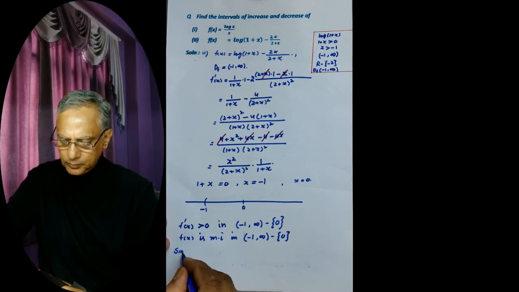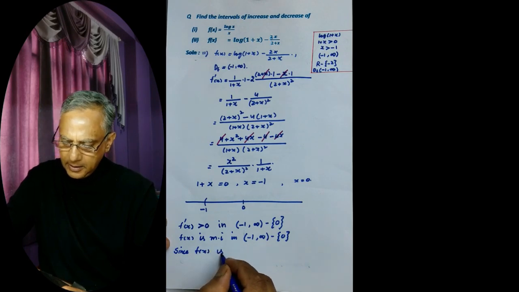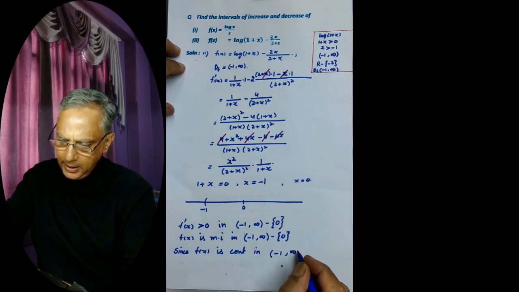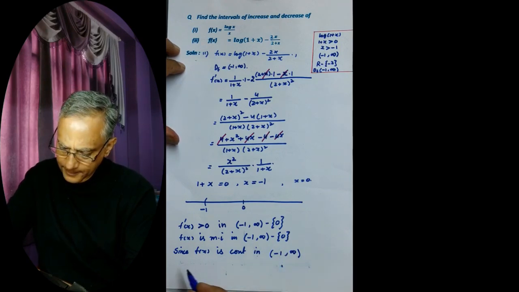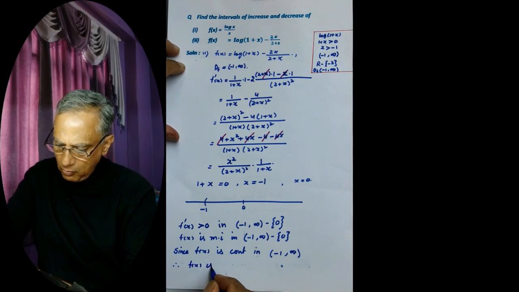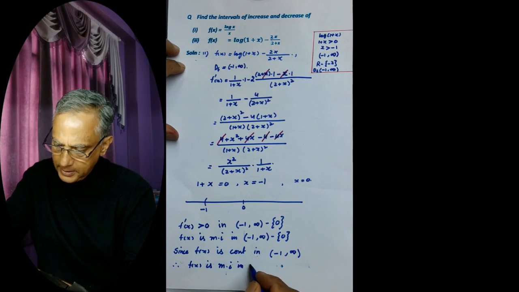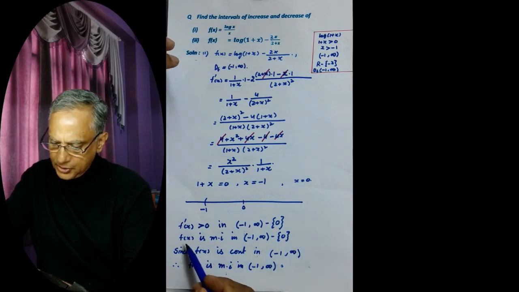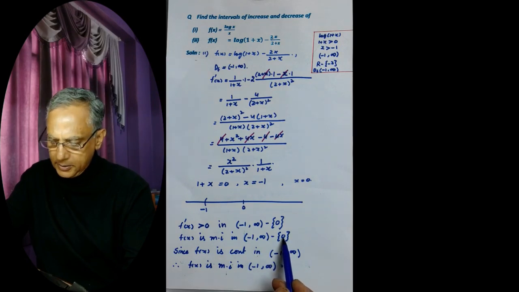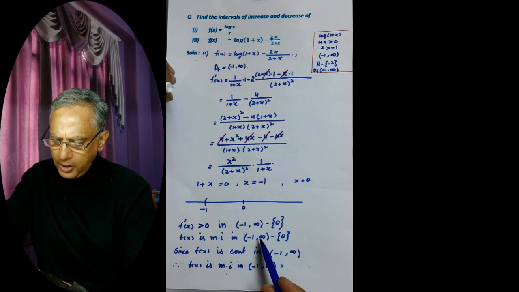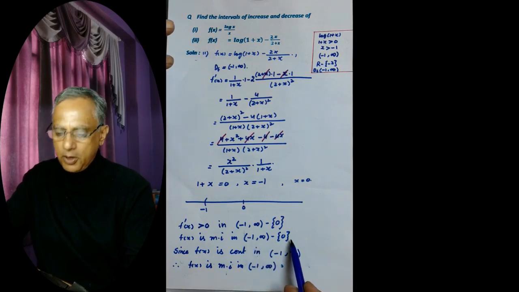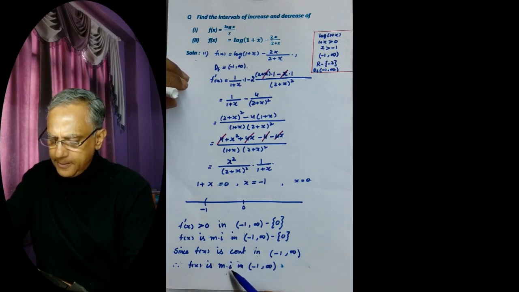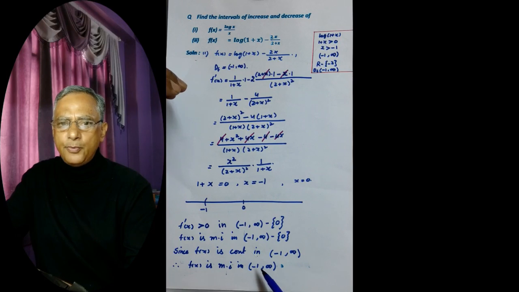And since f(x) is continuous in minus 1 to infinity, including the point x equal to 0, therefore f(x) is monotonically increasing in minus 1 to infinity. This point can be included. f(x) is strictly monotonically increasing in this interval, and it is monotonically increasing in this. If you want to find strictly monotonically increasing, then it will be minus 1 to infinity minus {0}, because f'(x) cannot be 0 for a strictly monotonically increasing function. But for a monotonically increasing function, it can be 0 at a finite number of points where the function is continuous.